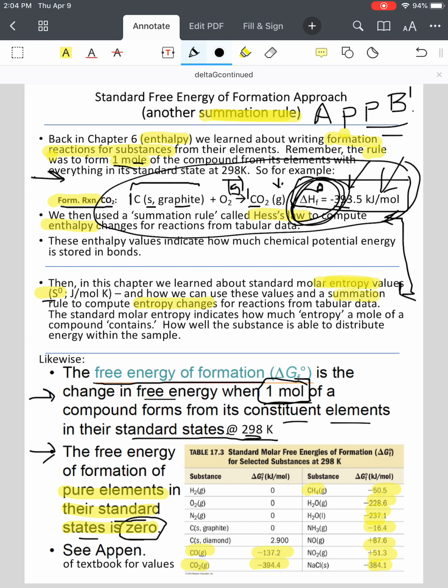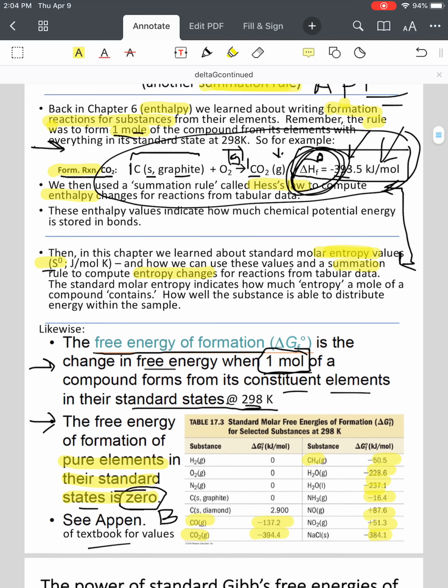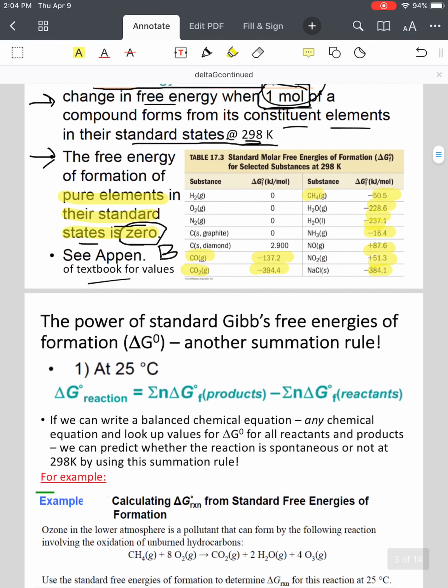Now again, all of these values can be found in Appendix B of your textbook. Appendix B. It's important that you realize that because sometimes you need to look up these numbers in a table. Oftentimes these values for our delta G's are in the chapter, okay? But if they're not, you can always find them in Appendix B. Same goes for the heats of formation. Same goes for standard molar entropies. They're all in Appendix B for a variety of different substances. So I encourage you to check out that appendix at some point.